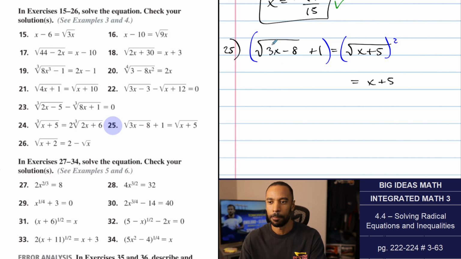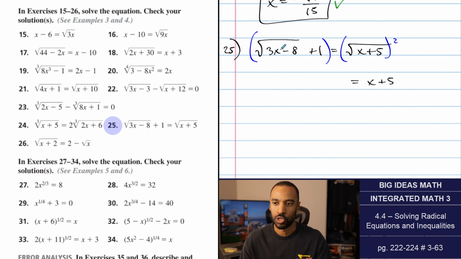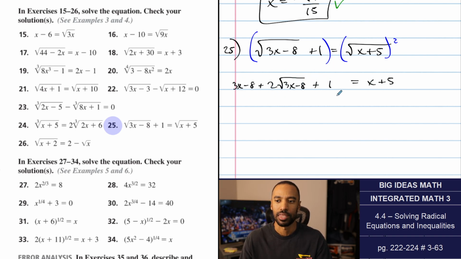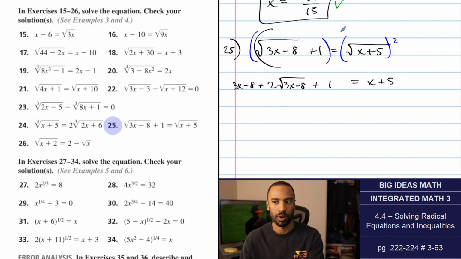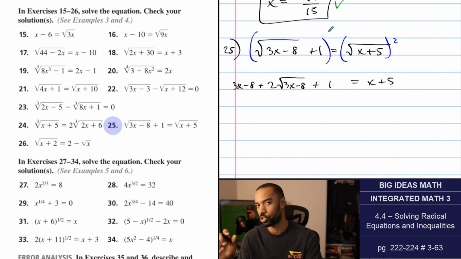The left side has the following. Remember, we do a squared plus 2ab plus b squared. So a squared is 3x minus 8, plus 2 times a times b, times 1, is just this, and then plus b squared is 1. This is the expansion of this. It's not just this squared plus this squared. That's not how it works. It never has. It never will. We have to make sure that we understand that.